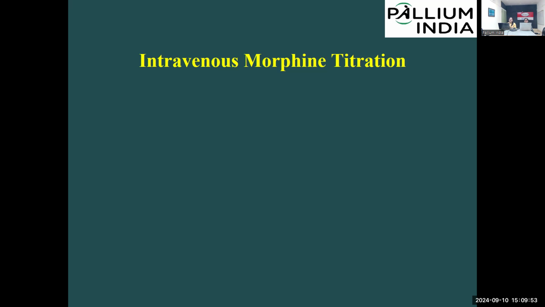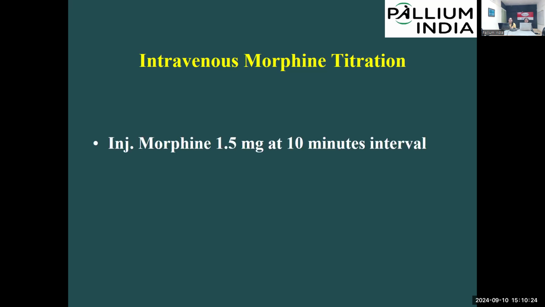So before starting the titration process, we need to check the vitals of the patient, record the pain score and the drowsiness. And every 10 minutes interval, we reassess the vitals, the pain score and the drowsiness score and repeat the dose. The endpoint of titration would be either the patient becomes drowsy or the patient has satisfactory pain relief. Whichever happens first would be the endpoint of the titration.